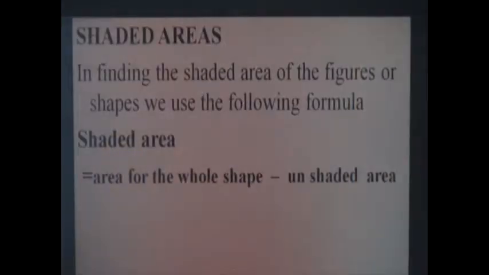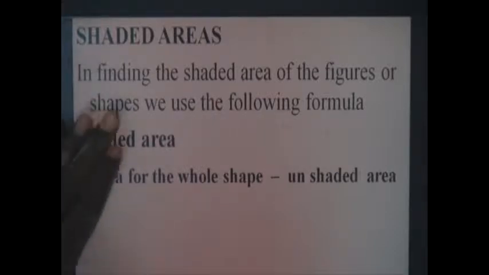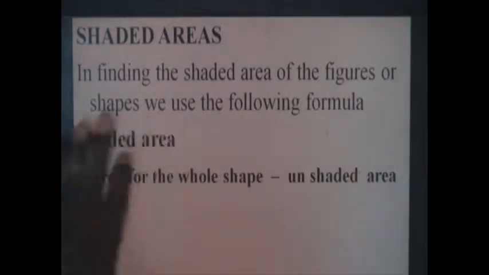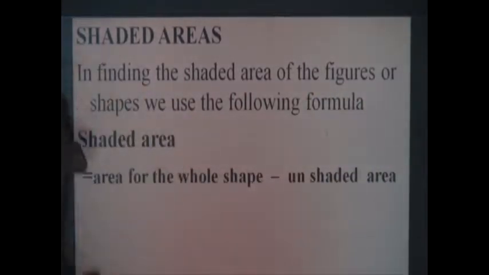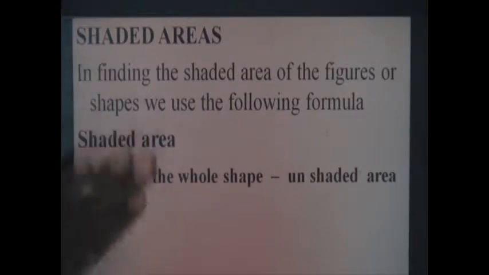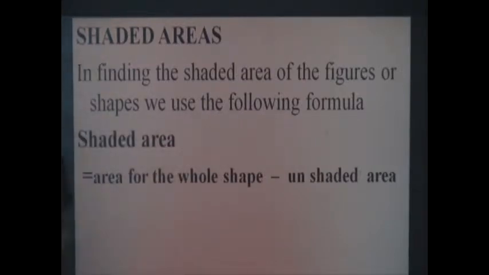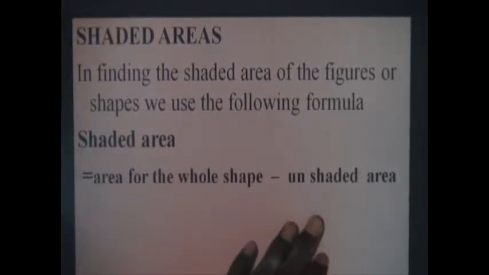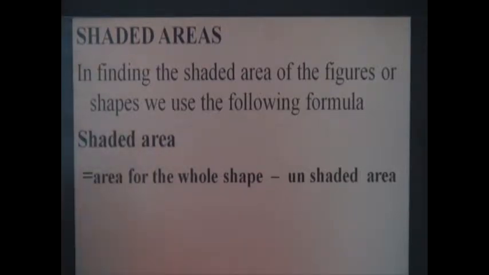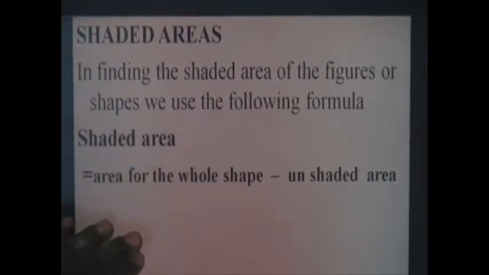Now, after we have seen some of the shapes in different ways that we can solve it, now let us see something which is called shaded areas. So when we just want to calculate the shaded area, we have a principle on how to go about finding out the shaded area. So in finding the shaded area of figures or shapes, we use the following formula. To find the shaded area, you just take the area of the whole shape minus unshaded area. So you remove the unshaded area, you remain with the shaded area. So this is the principle.